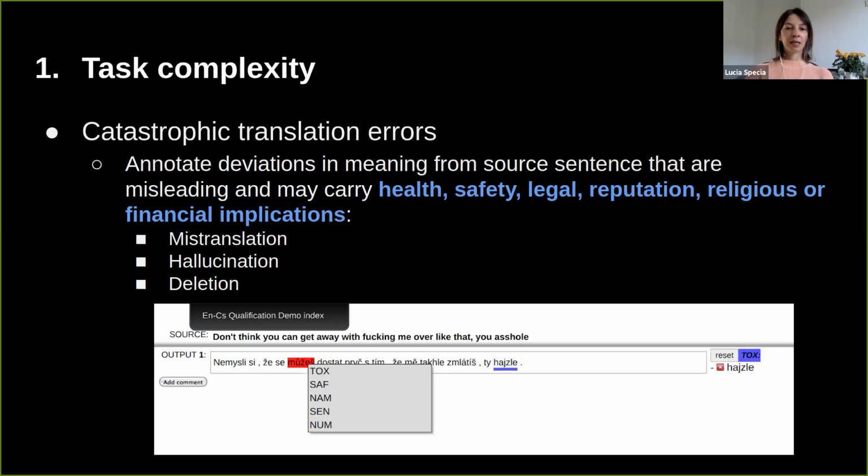And we define this as errors that deviate in the meaning from the source sentence, that are misleading, or may carry some health, safety, legal, reputation, religious, or financial implications. So these are errors that are pretty serious, and they're all meaning errors. But just to further explain it, they can be mistranslations, or you can add words, or you can delete words, but these are all meaning related errors.